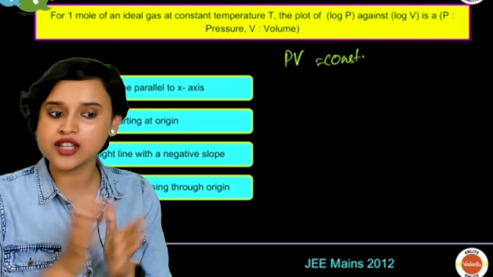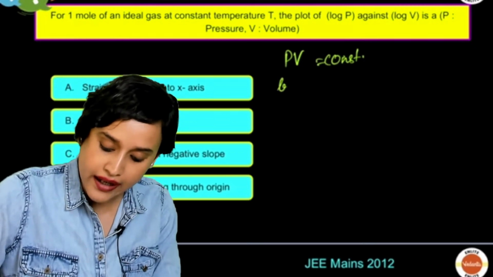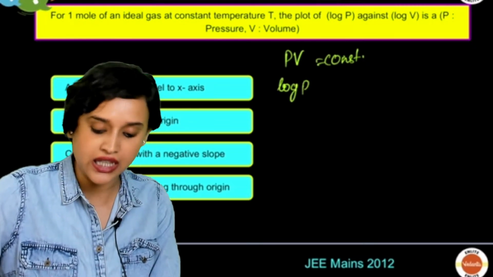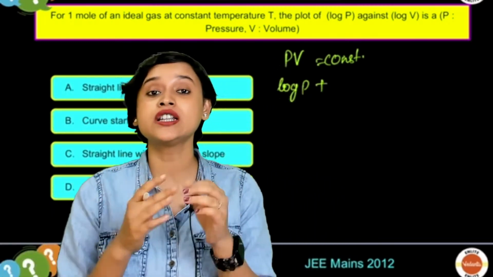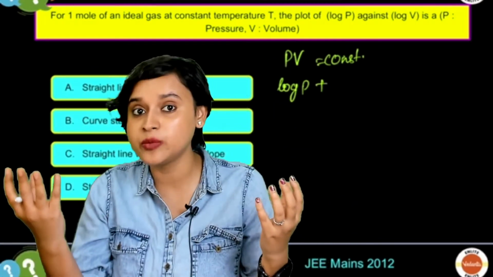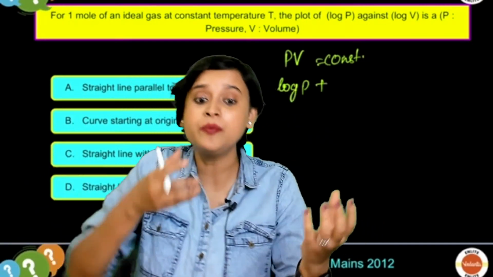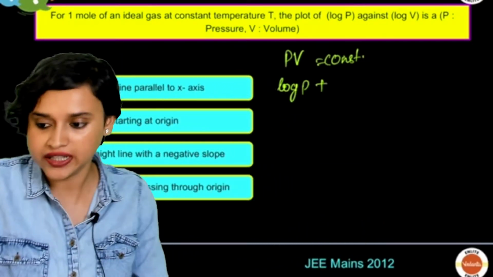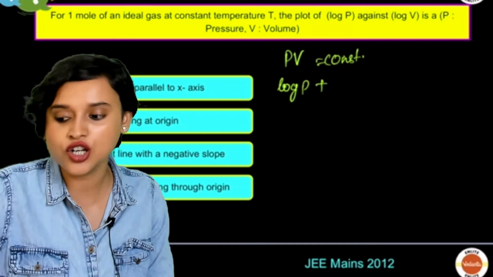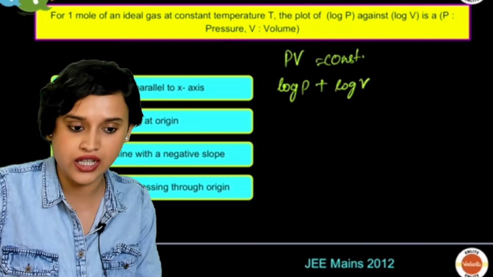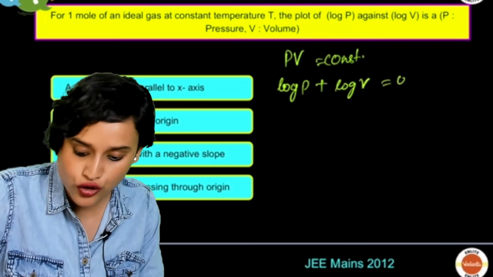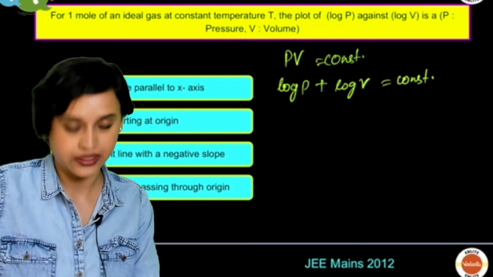So what did Boyle say? Boyle said that PV is equal to constant. Now, can I also write log P plus log V? With logarithm operations, P multiplied with V means log P plus log V, isn't it? So log P plus log V is also equal to a constant. Am I right, everybody? Very good.